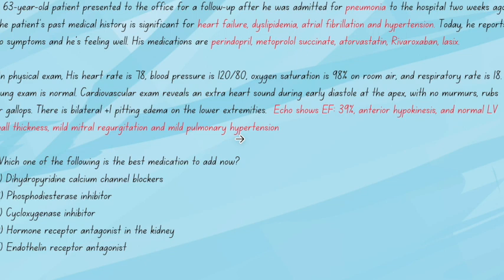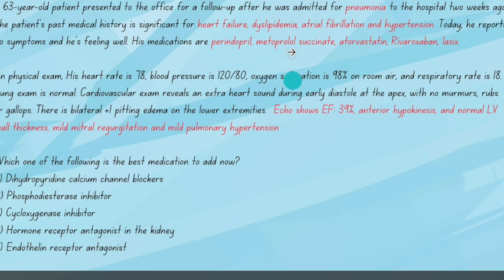Which one of the following is the best medication to add now? The question is, I have a patient with heart failure with reduced ejection fraction. Review his medications and tell me which one I should add. In this patient, his ejection fraction is 39%. So the next step would be, among those choices, the right answer is spironolactone, which is a hormone receptor antagonist in the kidney. We're going to talk about the steps of treatment. Let's move on to the next question.